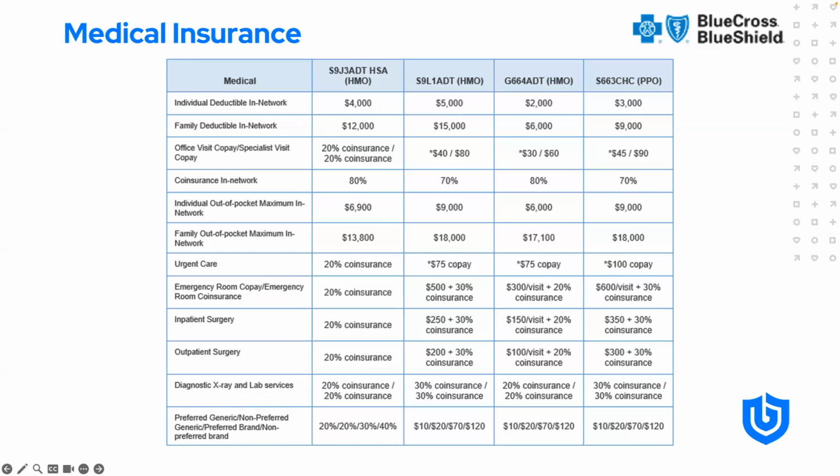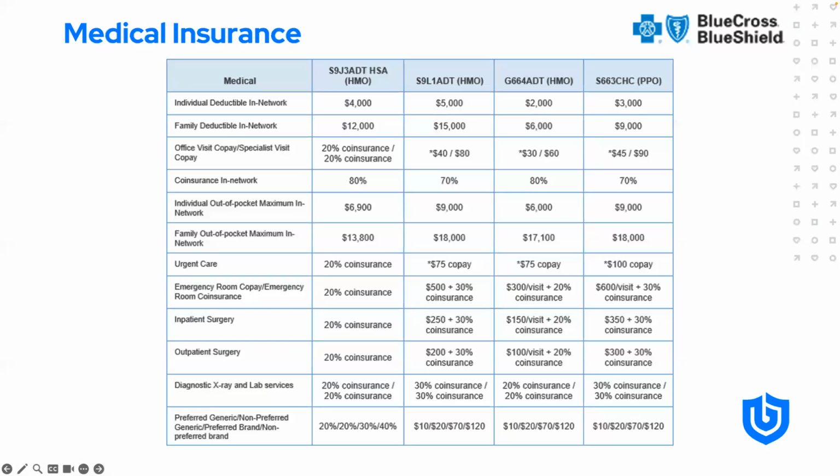Now, the PPO plan has a larger network of doctors, and it does not require a referral to see a specialist. It does offer out-of-network coverage. However, if you go out of network, your out-of-pocket costs will be much greater. With the PPO plan, you do not need to designate a primary care physician, but you will want to make sure that the physician you do see is within the PPO network of physicians.